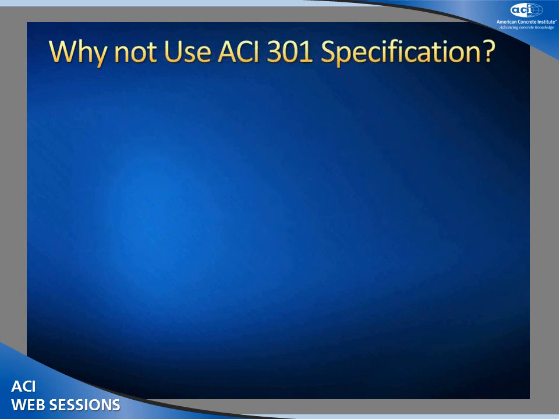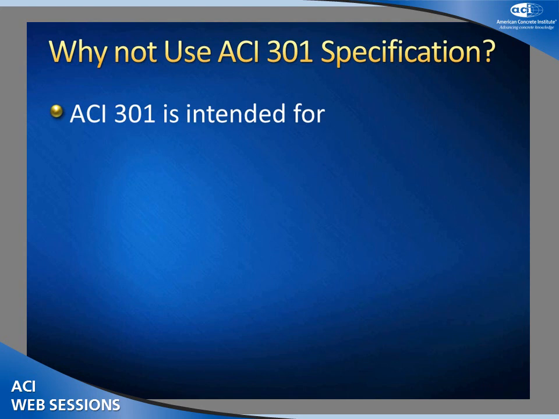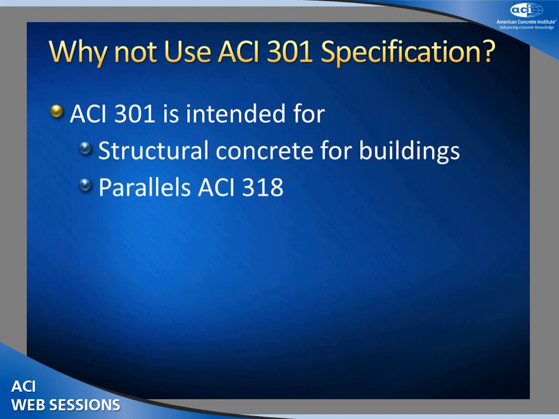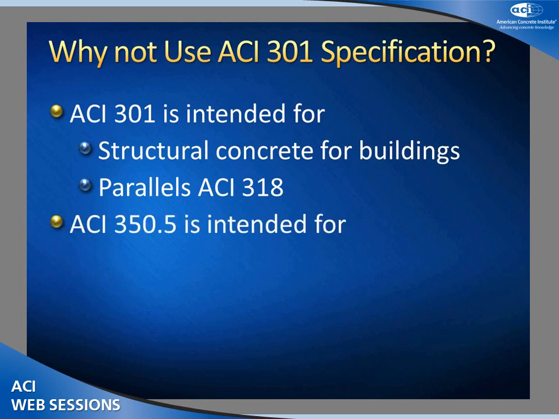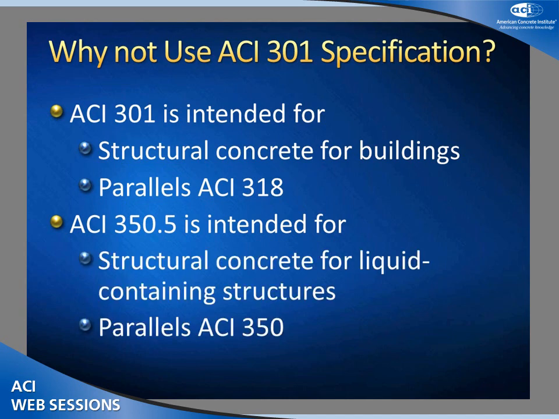One of the other questions is, why not use 301? If 318 is the design code for buildings, we have ACI 301, which is the specification for building concrete buildings, basically. It is intended for structural concrete for buildings and parallels 318. But 350.5, our new specification, and the number is probably going to be 350.5. I can't guarantee it absolutely, but that's the next number in the order of our documents. It's for structural concrete for liquid-containing structures, and it parallels ACI 350.